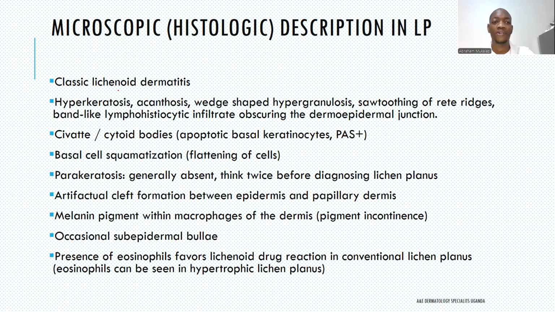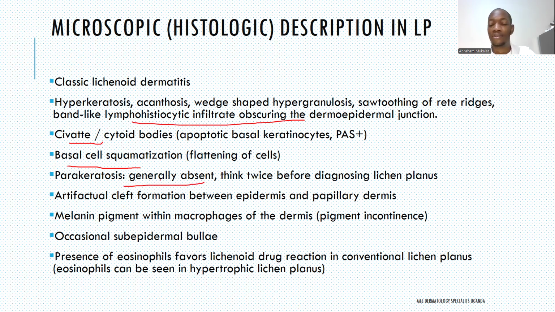Other features that we usually see include hyperkeratosis and acanthosis. You can get sawtooth rete ridges. You can get a lymphocytic infiltrate, and then you can get what we call the Civatte bodies. I'm going to show you these ones, and then the basal cell squamatization or flattening of the basal cells. Then parakeratosis is generally absent.